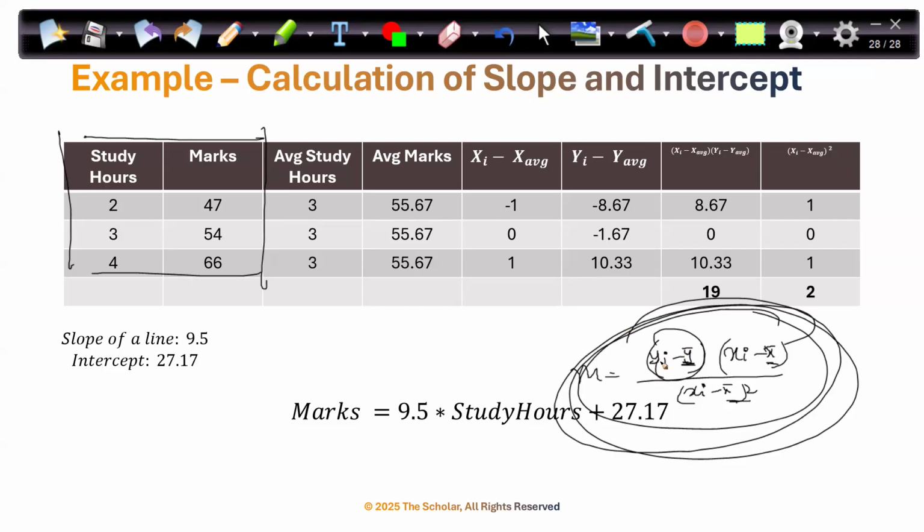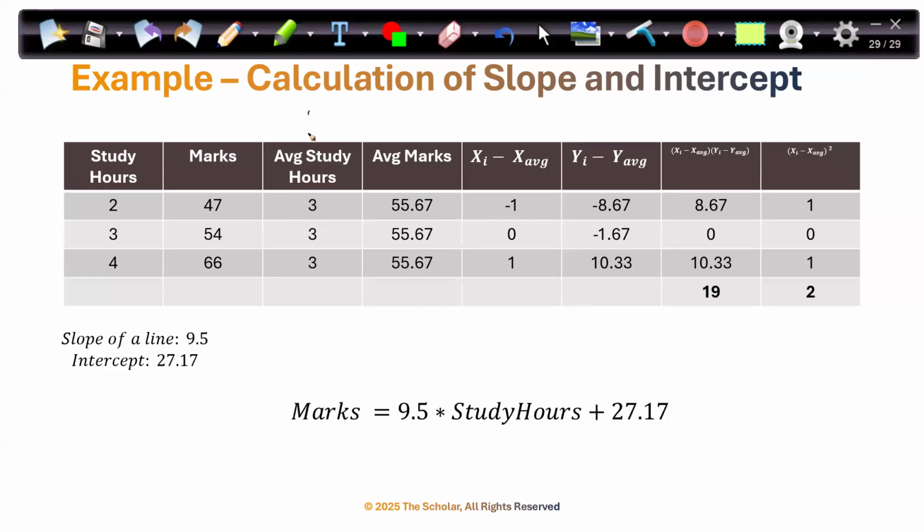Without average, I cannot do anything. So what I am doing is calculating the averages: the average of x and the average of y. This is my x average, this is my y average. These are my xi's, x1, x2, x3, and y1, y2, y3.